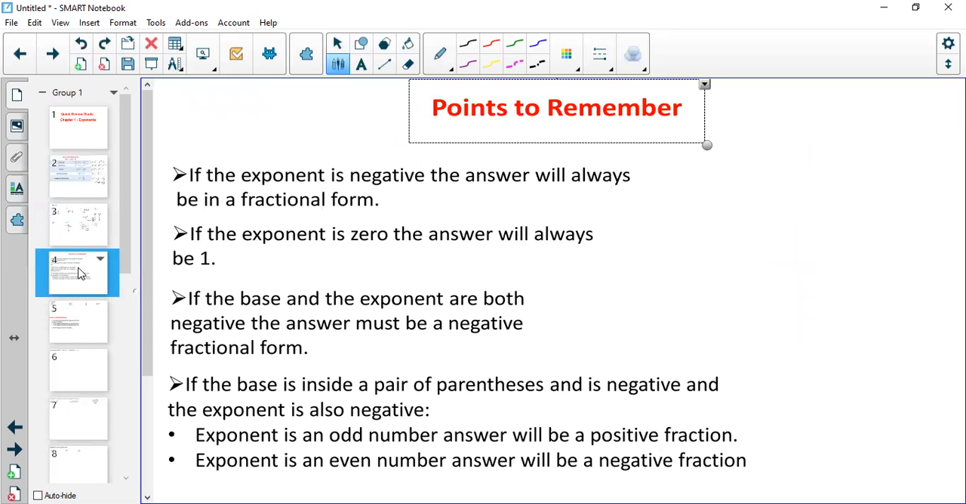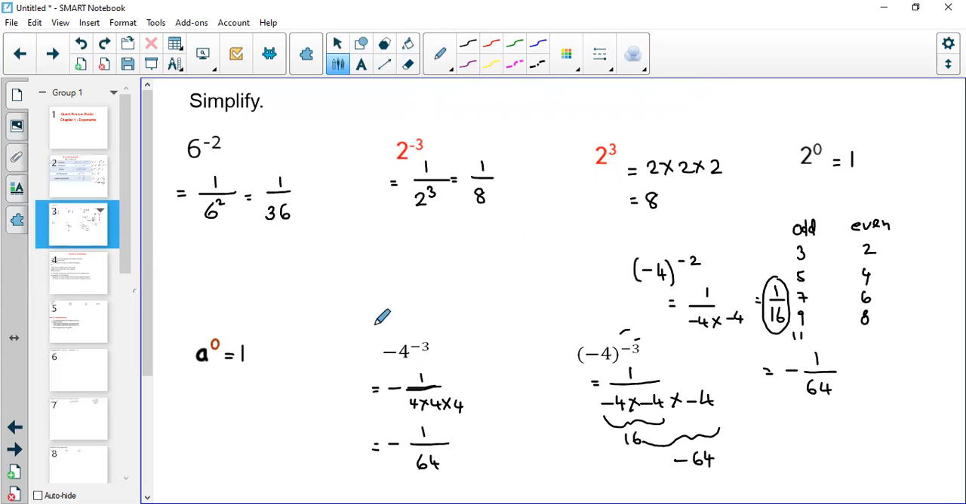Right, so these are the points you need to remember. If the exponent is negative, the answer will always be in a fractional form. Just now we had seen that. If the exponent is 0, the answer will always be 1. The value is going to be 1. If the base and the exponent are both negative, the answer will always be in a negative fractional form, just like the question here which we solved, right?